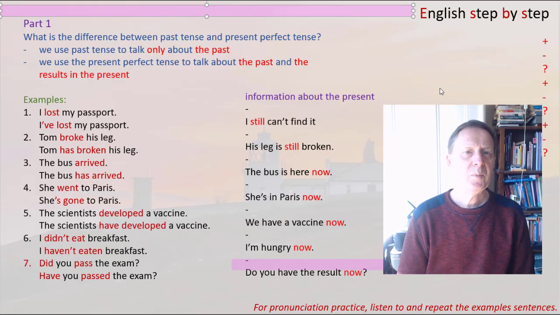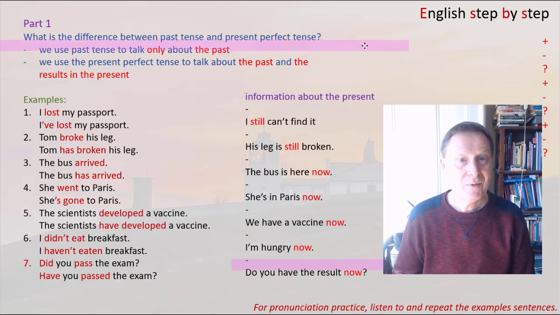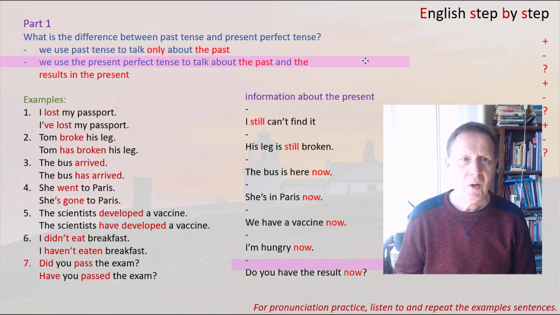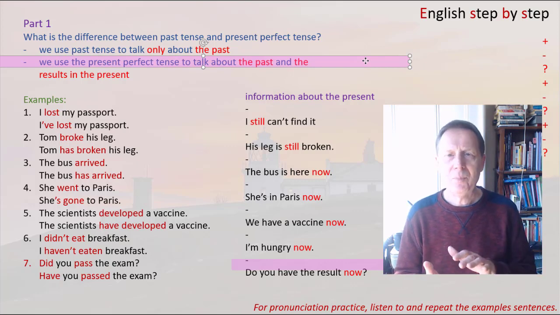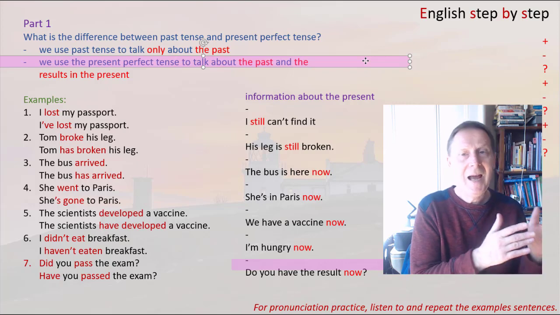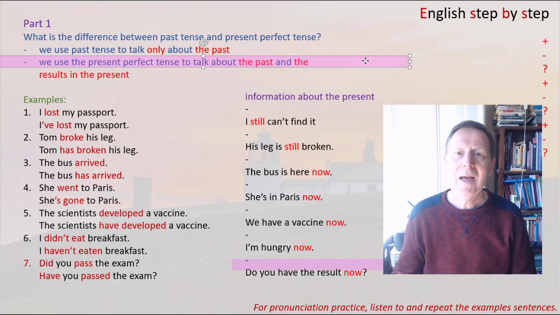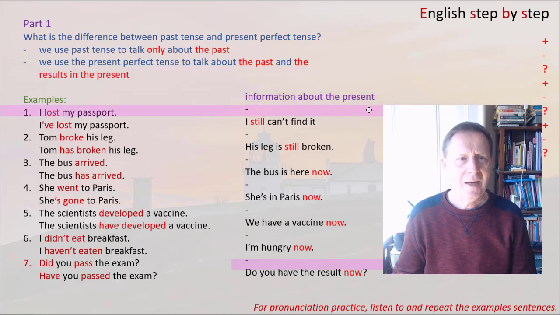So what is the difference between past tense and present perfect tense? Well, we use the past tense to talk only about the past. It's finished. It's history. We use the present perfect tense to talk about the past and the results in the present. So we're talking about then, the past, and now, the present, at the same time. Let's look at some examples to see this.